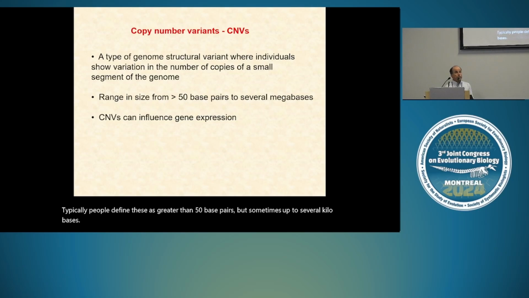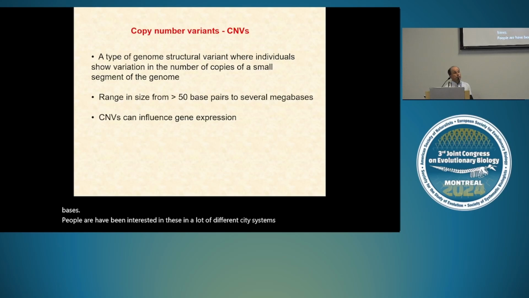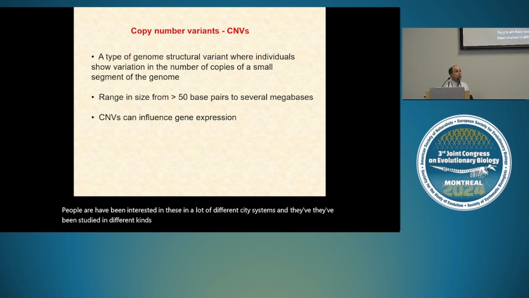People have been interested in these in a lot of different study systems, and they've been studied in different contexts, especially in agricultural plants, looking at different lines of agricultural plants. They've also been studied outside of plant and animal systems too. And people are quite interested in how these copy number variants affect gene expression. So that's where this talk ties into this particular session.